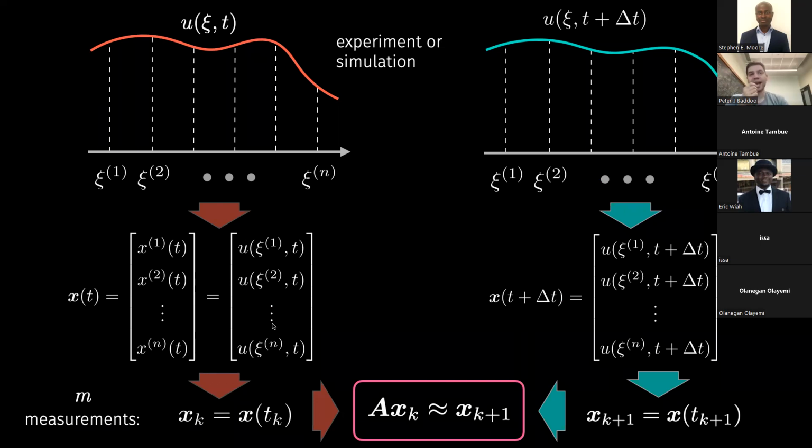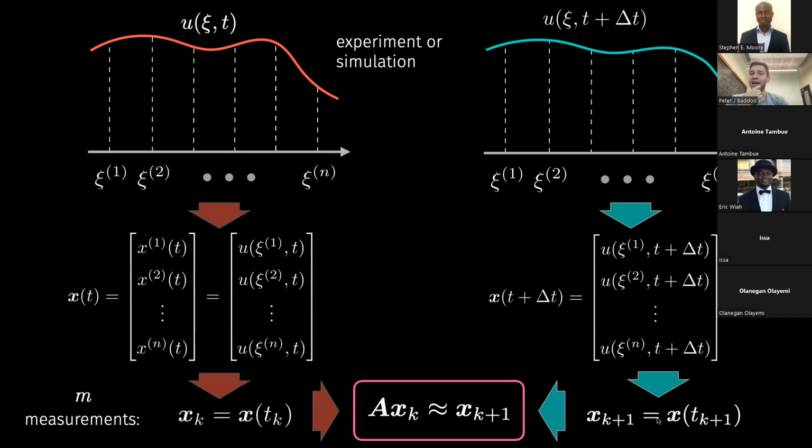Okay. And we also take pictures of our function at a bunch of different times. So we take m different pictures, and that gives us m different vectors. And we use the subscript k to represent the time at which this state vector is evaluated. And one thing we can do is not just look at u at a specific time, but we can also look at u advanced forwards in time by a certain amount. And we can do the same procedure and get a set of m measurements.